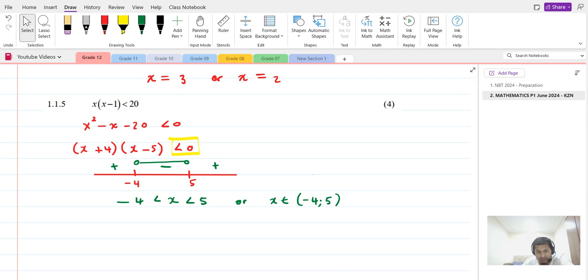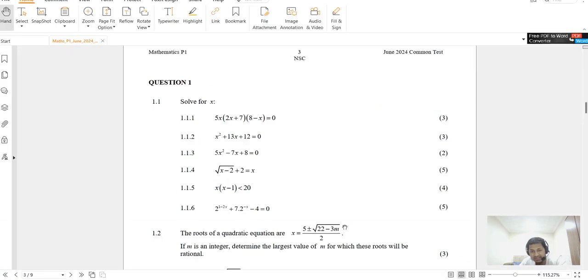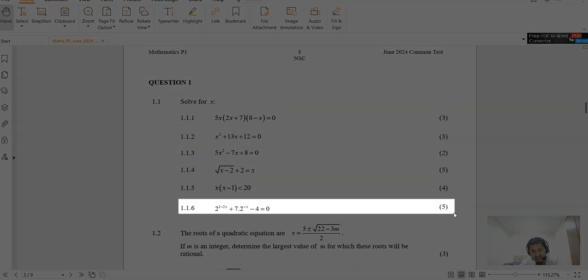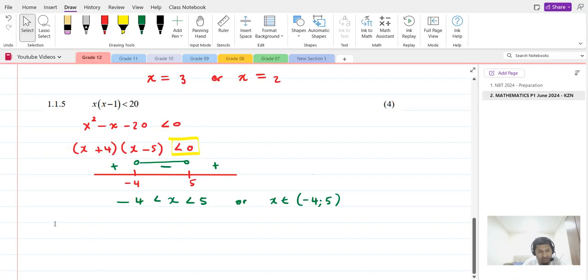Moving on to the next question. Right, so that's my answer. We have a nice exponential equation here for 5 marks. Let's see if we can solve this.